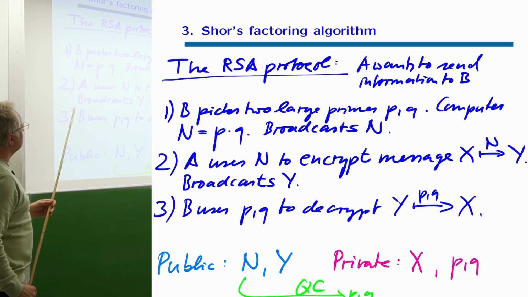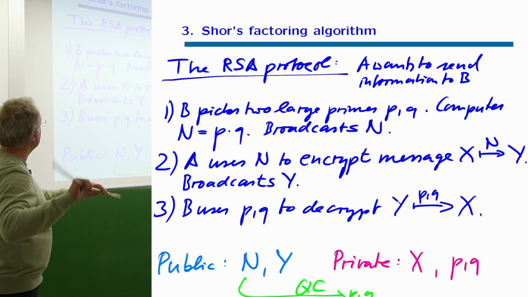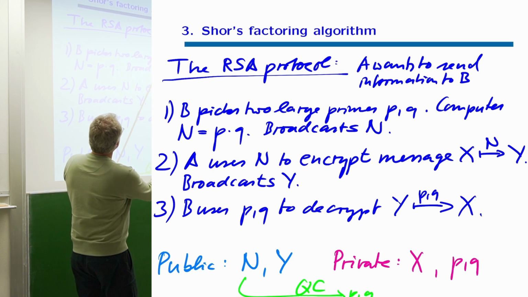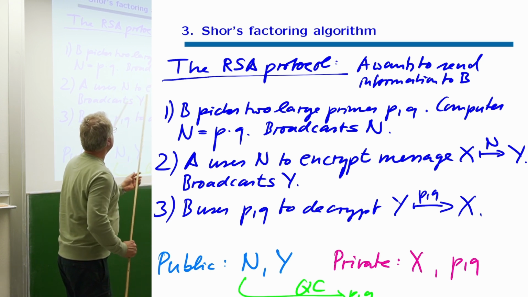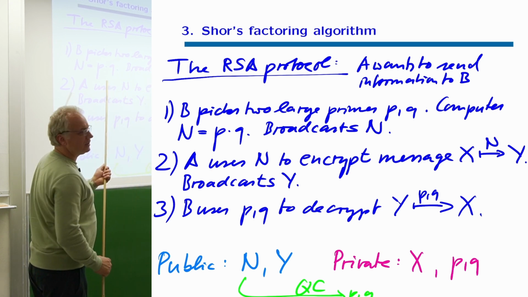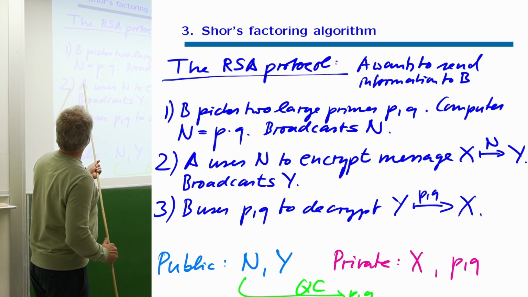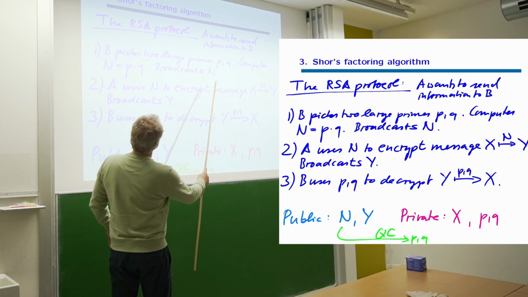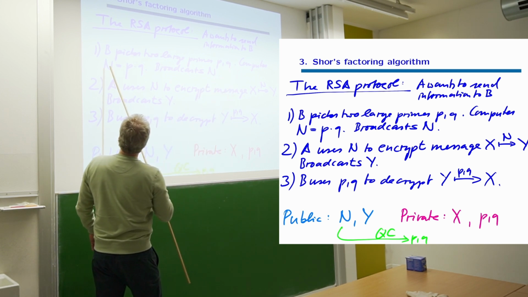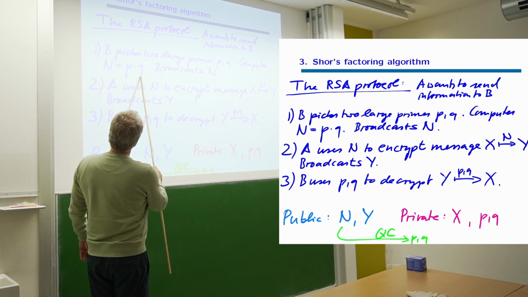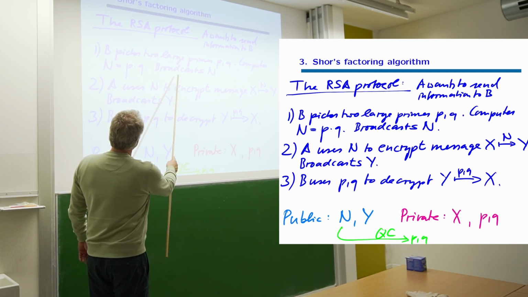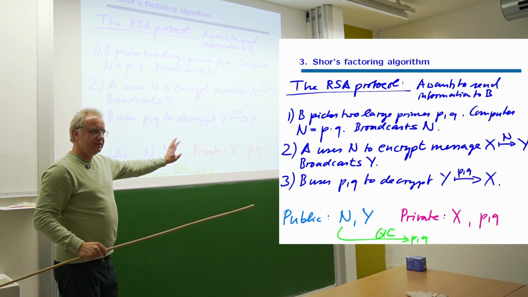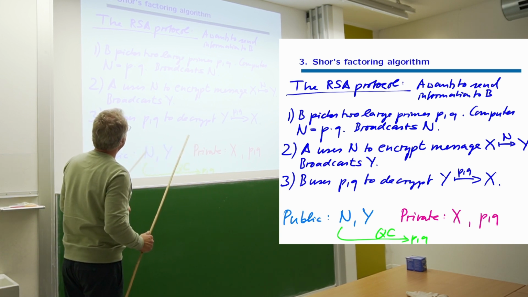Here's how the RSA protocol works. There are two parties, A and B, and A wants to send information to B secretly, without other people listening in. The protocol starts with the receiver. The receiver picks two large primes, multiplies them, keeps the primes to themselves, but broadcasts the product, so the whole world can know it. It's not secret. Everybody knows this.